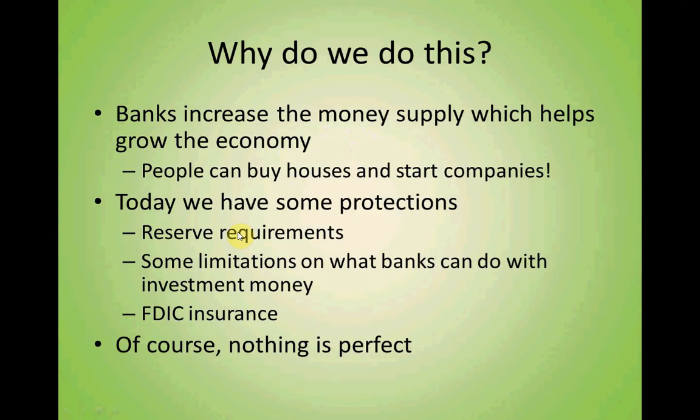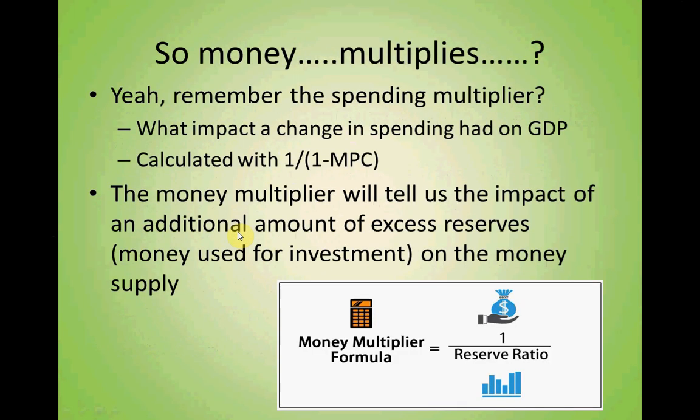All right. Of course, nothing is perfect. All right. So money multiplies. Remember the spending multiplier, when we looked at MPC, marginal propensity to consume and save. It's similar. It's almost the exact same formula. It's actually simplified. It's even easier. So remember the spending multiplier multiplied GDP. Well, the money multiplier will tell us how much impact the excess reserves, the fraction of how the bank is splitting money up, will have on the money supply.